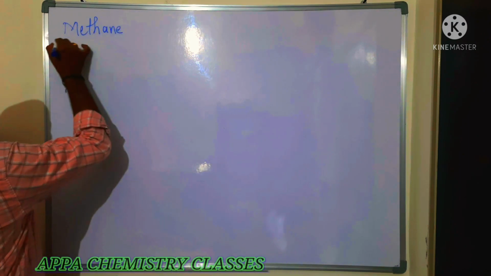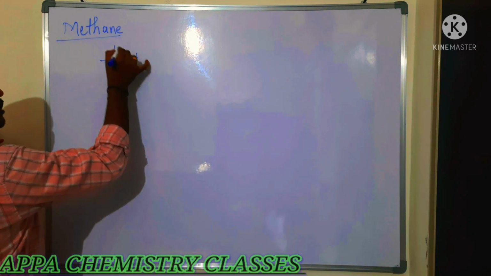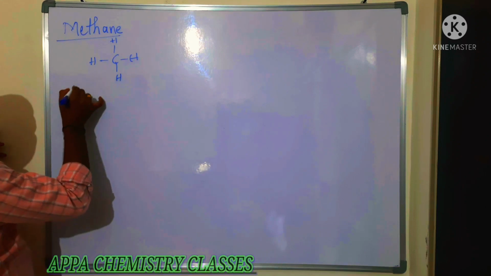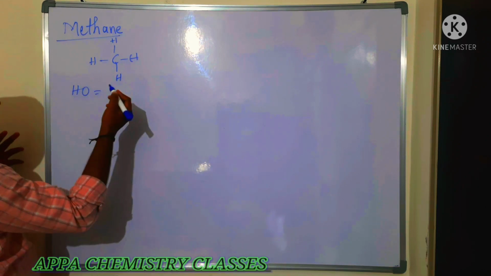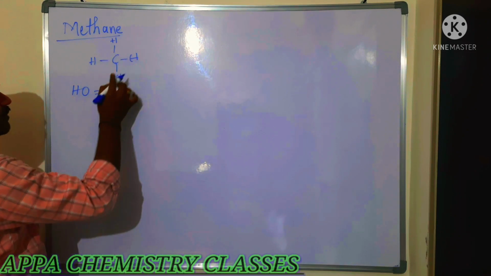So I am going to take methane. Its formula is CH4. You should know this structure. Then you can identify how many sigma bonds are there, how many pi bonds are there, how many lone pairs of electrons are there.